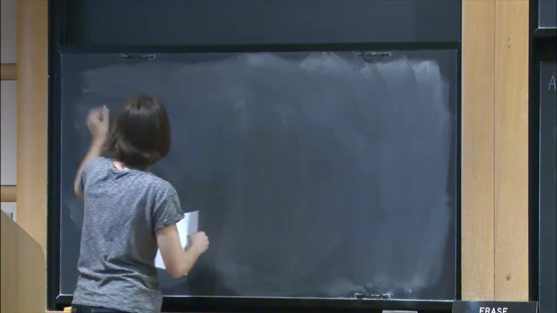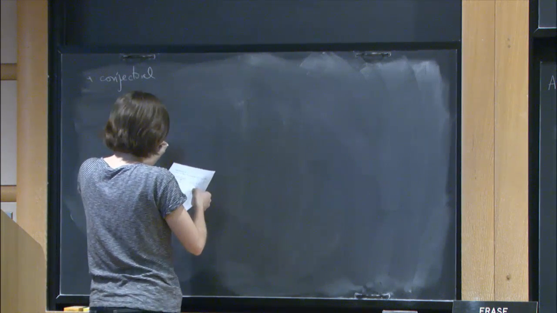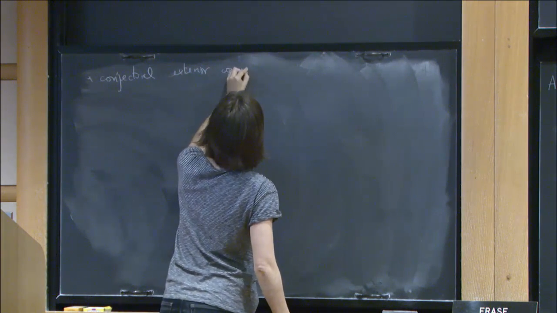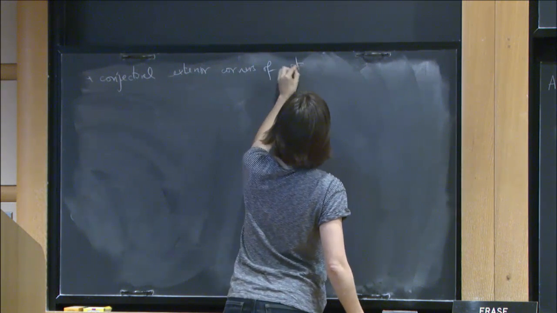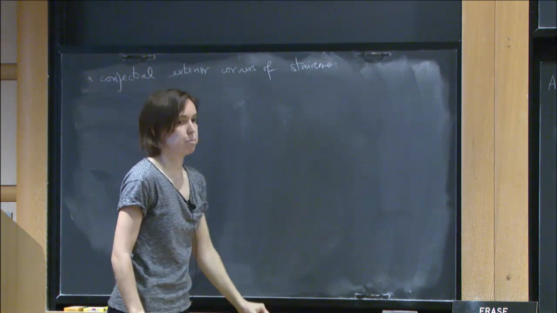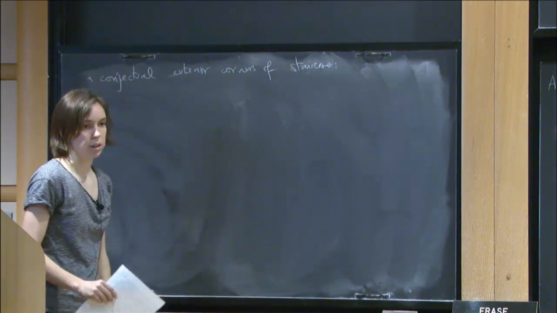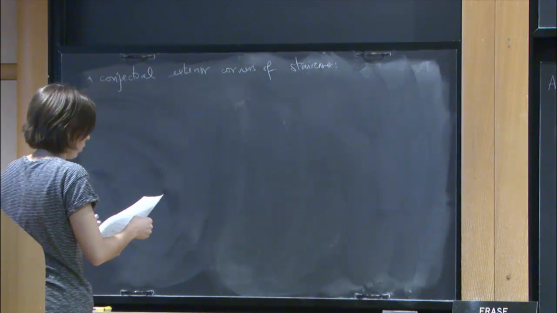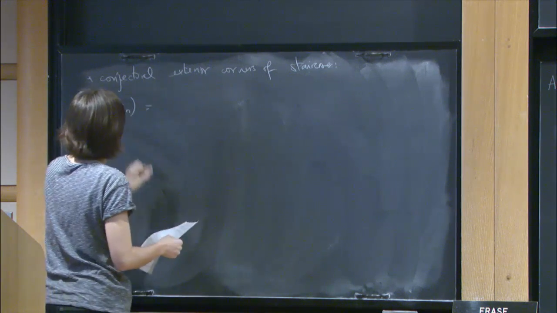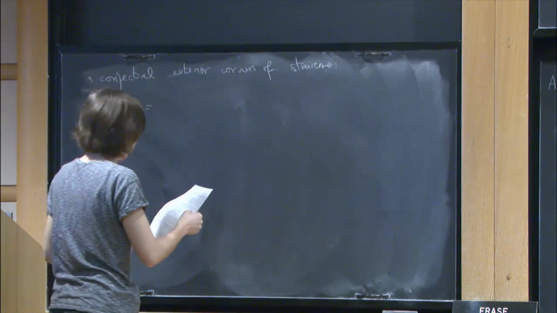Okay, so conjectural exterior corners of staircase. Conjectural because, again, we don't actually prove what the graph is. But we're pretty sure that these are the exterior corners. But we don't need that fact for our proof. And here I'm doing exterior instead of interior because that's more useful for the proof.